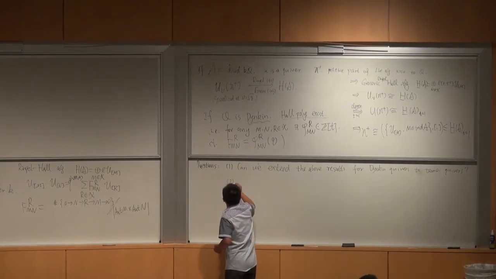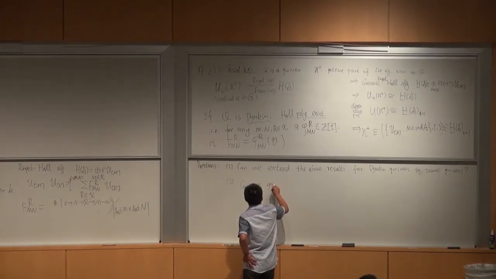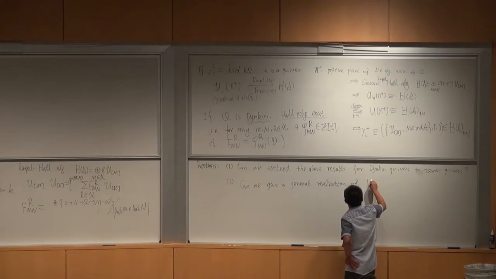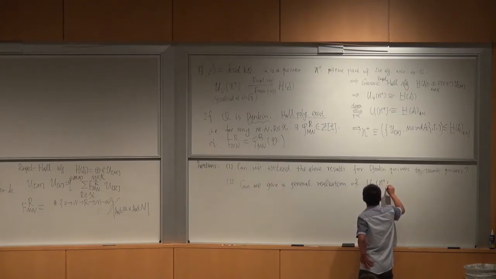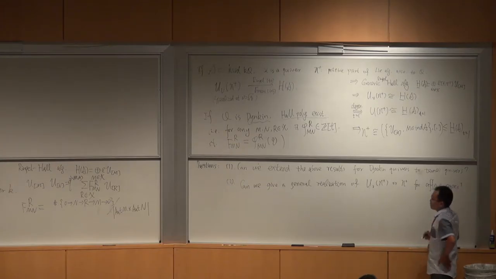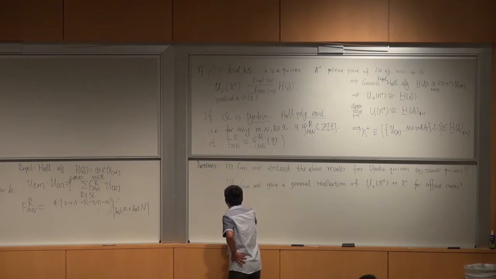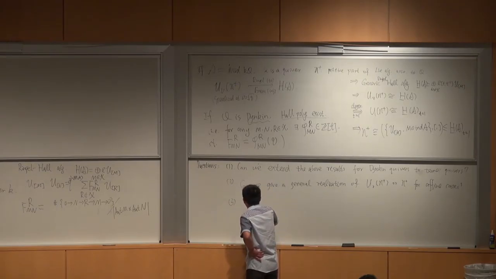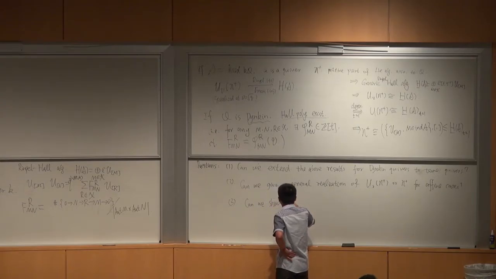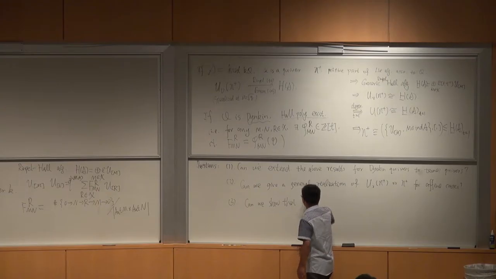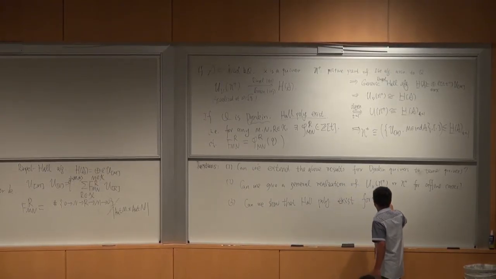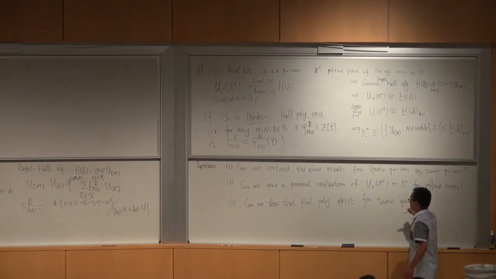More precisely, we want to know, can we give a generic realization of the quantum group U mu plus, and also the Lie algebra for the affine case? You can find that both of these questions are basically determined by the Hall polynomial. That is to say, we are reduced to ask, can we show that Hall polynomials exist for tame quivers? So this is our motivation.